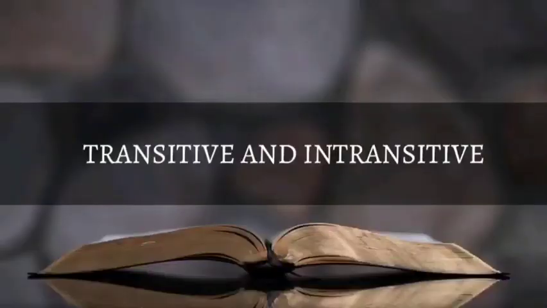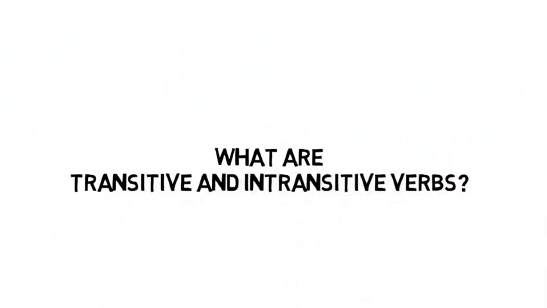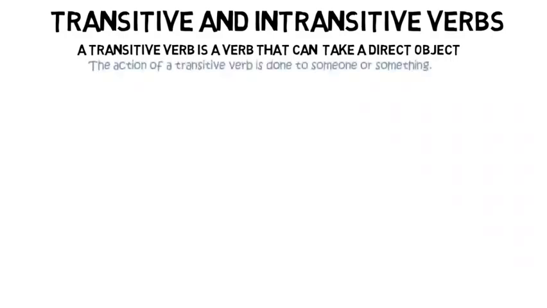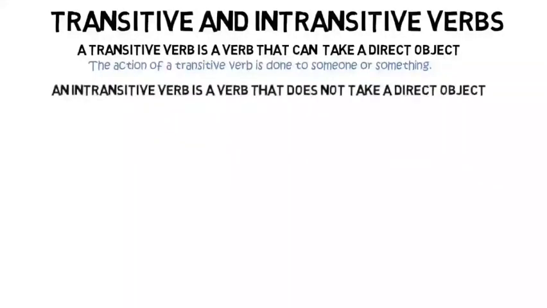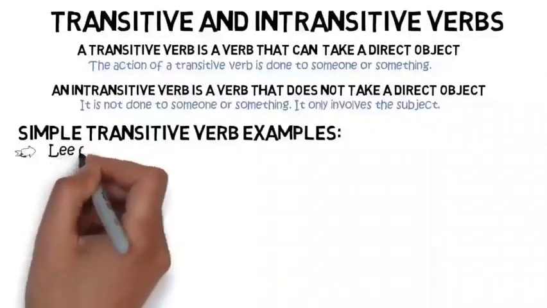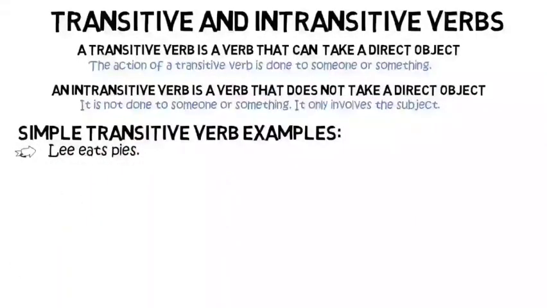Now transitive and intransitive. It sounds a little hard but is very easy to understand. What are transitive and intransitive verbs? First, we are going to have the basic definition. A transitive verb is a verb that can take a direct object. The action of a transitive verb is done to someone or something. An intransitive verb is a verb that does not take a direct object. It is not done to someone or something. It may involve the subject.